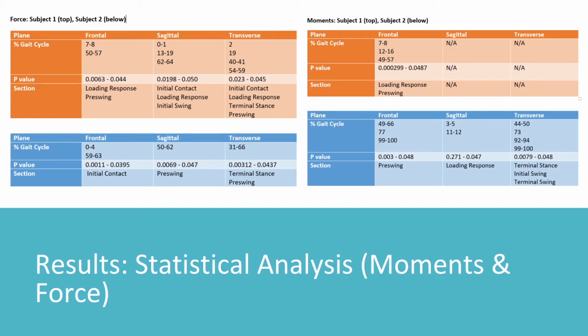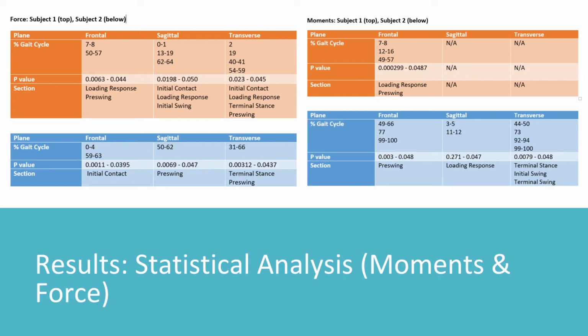In subject 2, there were slightly varying degrees of similarity. There were differences seen at the initial contact stage in the frontal plane. In the sagittal, it was in the pre-swing between 50 and 62. In the transverse, it was between 31 and 66, corresponding to the terminal stance and the pre-swing. So the overlap in the frontal plane was less obvious compared to the other results. The transverse, for example, showed in both subjects differences in the terminal stance and significantly in the pre-swing as well.